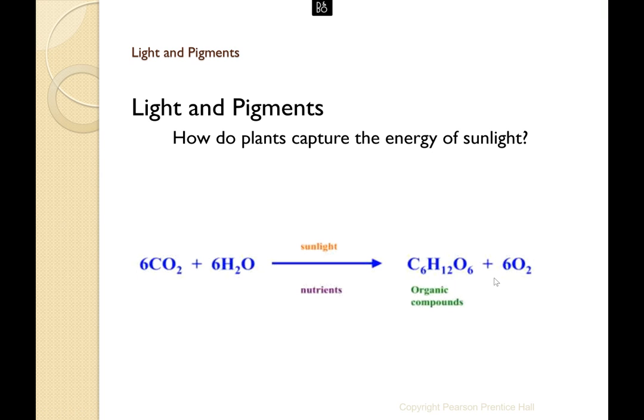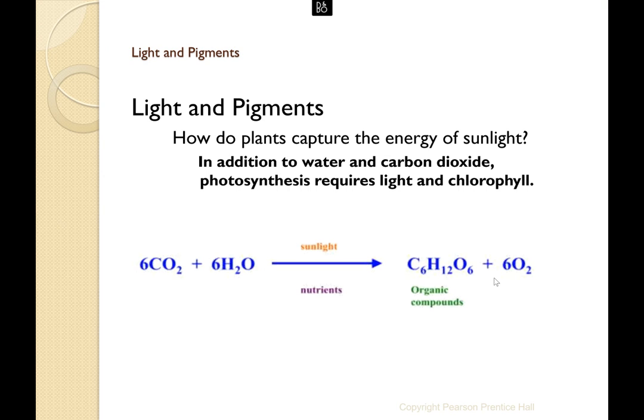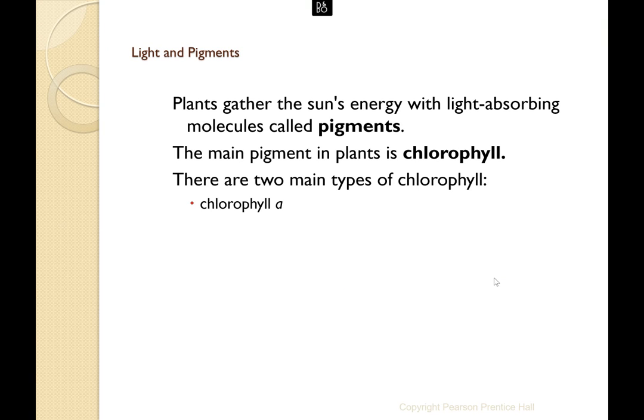The first thing we need to think about is how plants capture the energy of the sunlight, because our first set of reactions are light dependent, meaning they're the ones that use the sun. So we're looking at CO2, light, and chlorophyll, which is the pigment in plants that makes them green. Basically, when we see green, what we're seeing are those chlorophyll pigments.